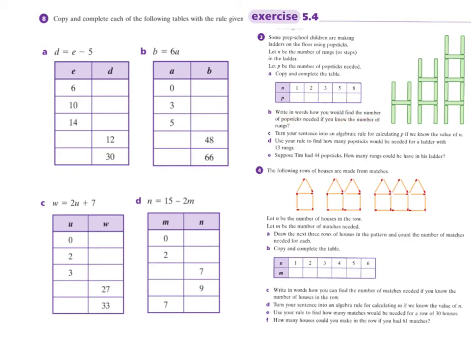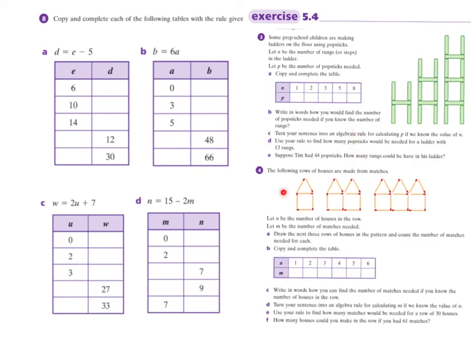So this is how, if you remember, we did the same sorts of things before. Write in words how you would find the number. Turn your sentence into an algebraic rule. So that's the tricky part, but I'd really like everyone to have a go at A and B. Use your rule to find how many popsticks would be needed for a ladder with 13 rungs. Tim had 44 paddle popsticks. How many rungs would he have in his ladder?